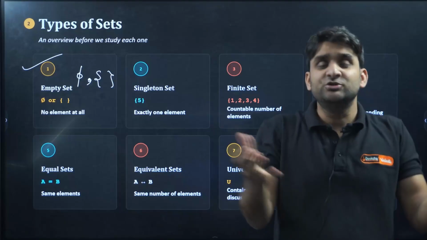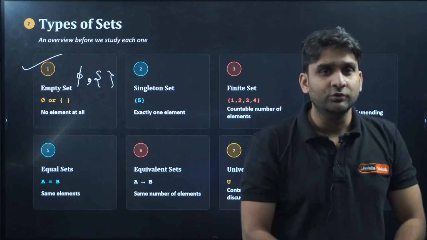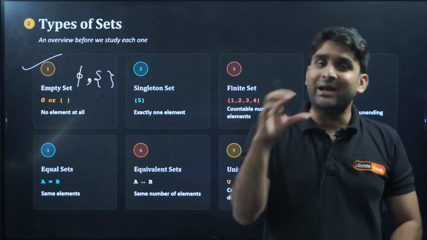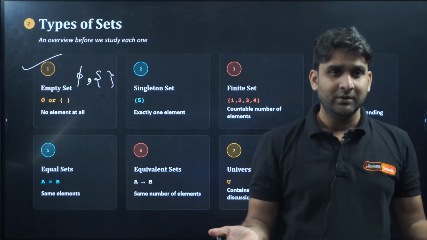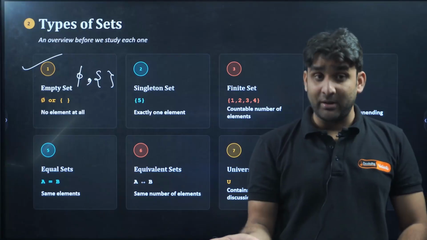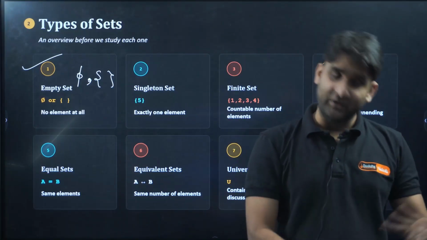So there is no such even number less than 2, because the first even number starts from 2. So there is no possibility to write the given information in roster form. We can't write. If I ask you to write an odd number less than 3, this is possible. 1 is the odd number.